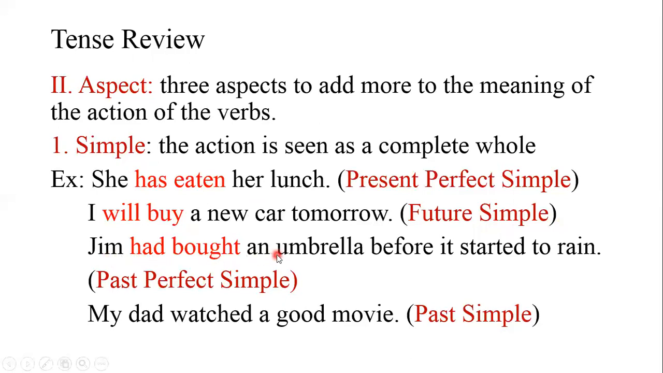Jim had bought an umbrella before it started to rain. Had bought. So it was a completed action. She bought the umbrella already before it started to rain. This is past perfect simple tense. My dad watched a good movie. This is past simple tense. Watched. So it means that he finished watching the movie. It was completed at a time in the past.